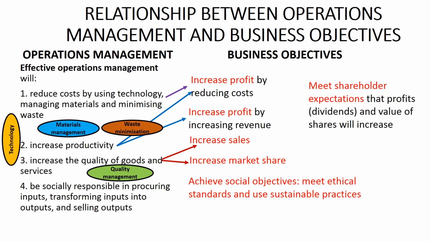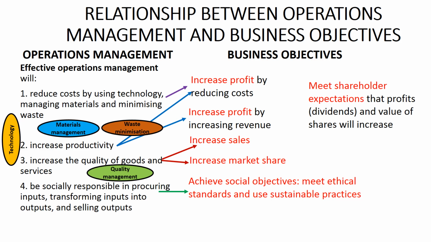By being socially responsible in procuring inputs, transforming those inputs into outputs, and selling those outputs, operations management can contribute to the achievement of these social objectives. For example, a business might have the objective of treating its employees in an ethical way. Operations management can contribute to the achievement of this objective by ensuring that the workplace in which the employees do their work in the production process is safe.